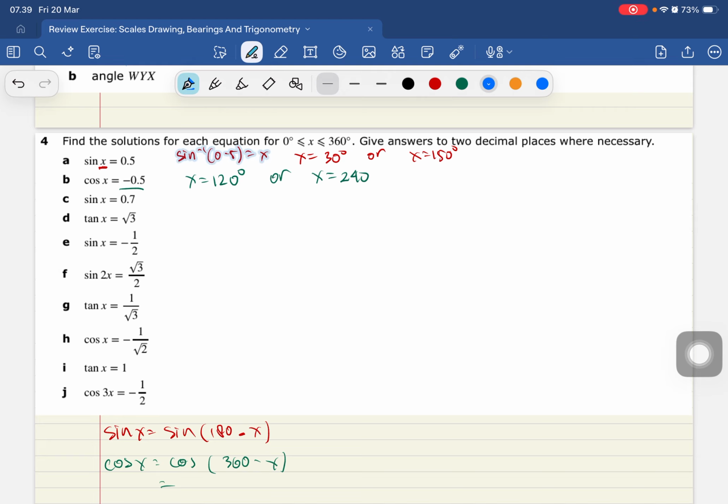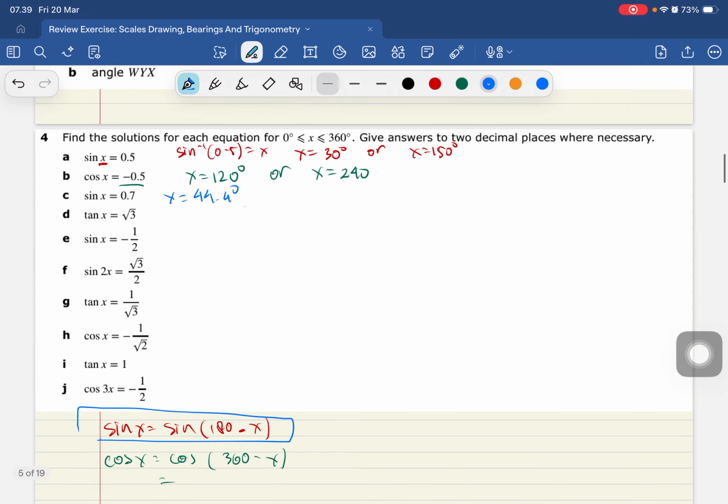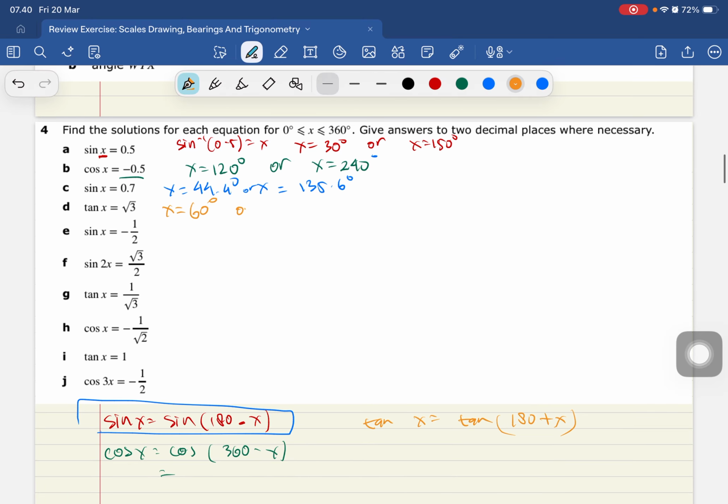Here also you can use a calculator. So the first x is going to be 44.4 degrees. We will use this formula. So the next x is 180 minus 44.4, so x equals 135.6 degrees. Next, tan square root of 3, you know is equal to 60 degrees. So for tan x equals tan of 180 plus x, so 180 plus 60. So the second x will be 240 degrees.